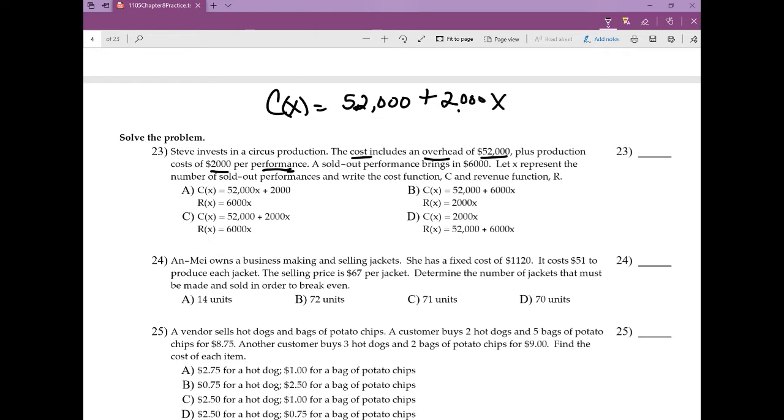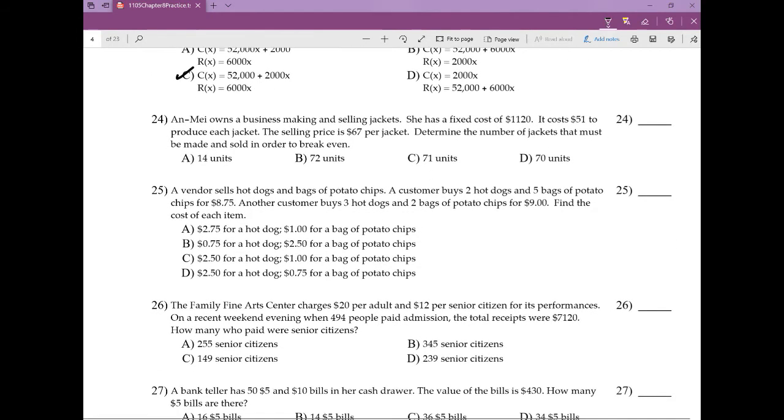X. It says a sold out performance brings in, that's your revenue, sold out. It says that you're going to make $6,000 X for every performance. And so if you look at the answer choices, the only one that would match our criteria for this answer would be C. And that is your answer.